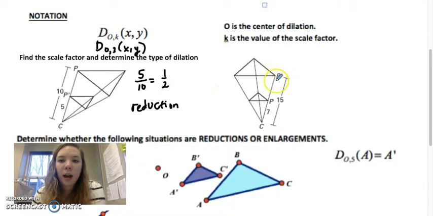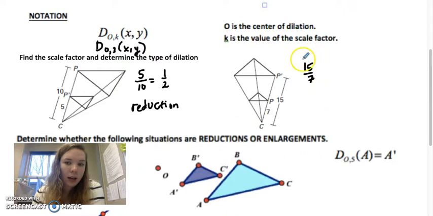Here my image is outside of my pre-image, so I'm going to put 15/7. I mean, you could leave it like that because it doesn't simplify, and this is an enlargement.